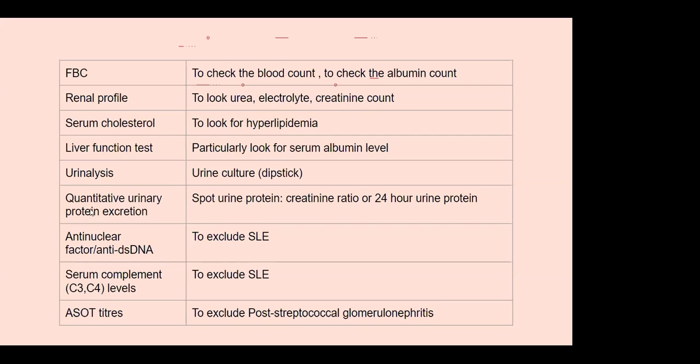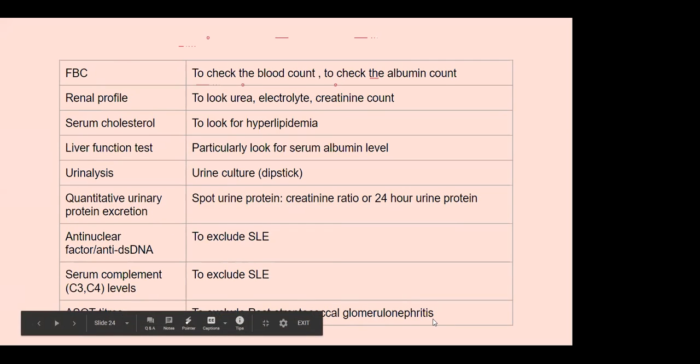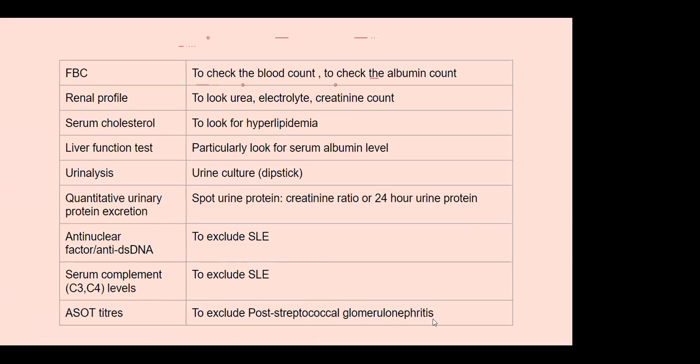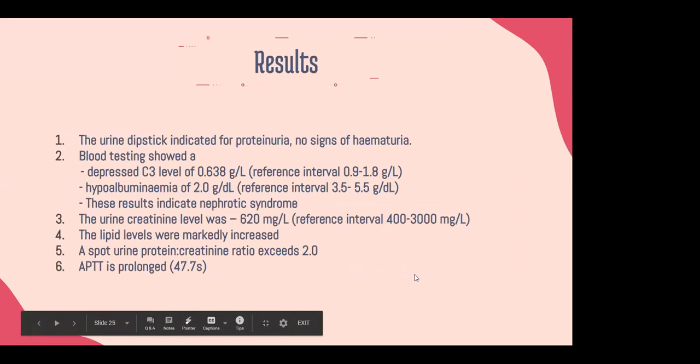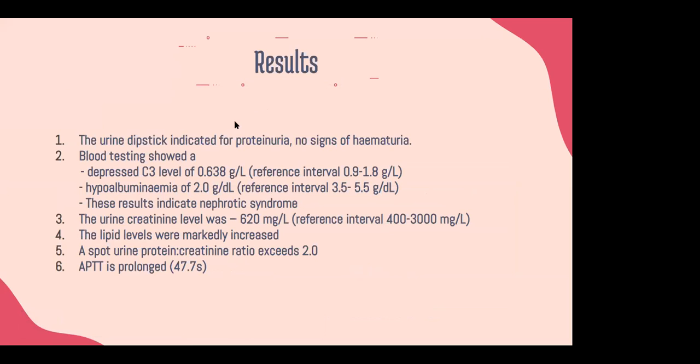And then quantitative urinary protein excretion. We look at the protein creatinine ratio or 24-hour urine protein. And to exclude SLE and other causes, we look for anti-nuclear factor, anti-dsDNA, serum complement C3 level, and ASOT titers to exclude post-streptococcal glomerulonephritis. So the result is that the urine dipstick indicates proteinuria, but no sign of hematuria. Blood testing shows a depressed C3 level, so the immunoglobulin level may be low.